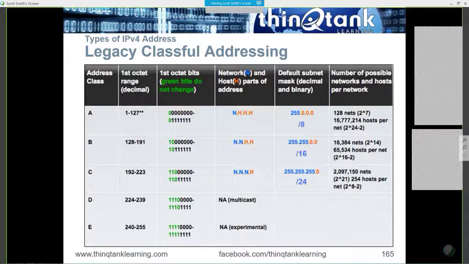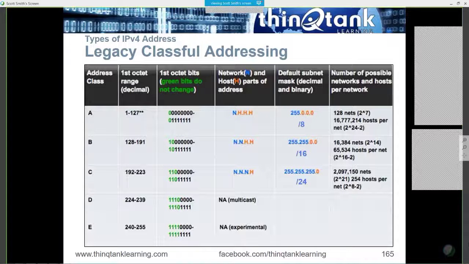Now, how did they actually come up with these ranges? All they did was they manipulated the bits in the first octet. All those green markers there indicate bits that don't change. So for class A, the most significant bit in the first octet is fixed at 0. For class B, the first 2 bits are fixed at 10. For class C, 110, and so on.